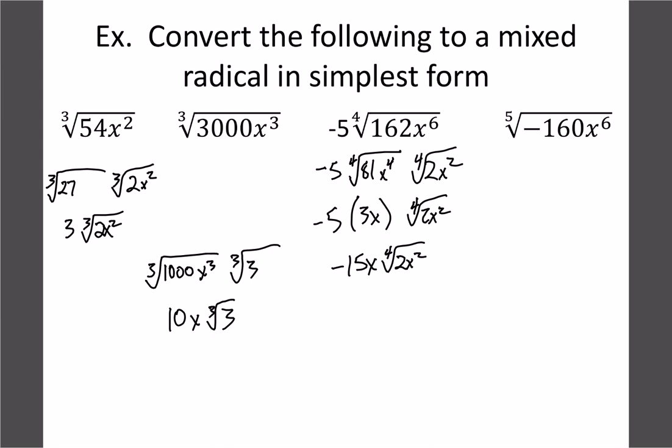And the last one, same idea, but we're using 5th roots. So we have negative 160, so as a 5th root, 160 divided by 32 is 5, so we'd have negative 32 and 5, and it doesn't really matter where we put the negative. And then we have x to the 6, so we can take out 5 of them and have 1 left over. So our final answer, root of 32 would be just 2, but we'll have negative 2, and then x, and 5th root of 5x would be our leftover. And that's it for today.